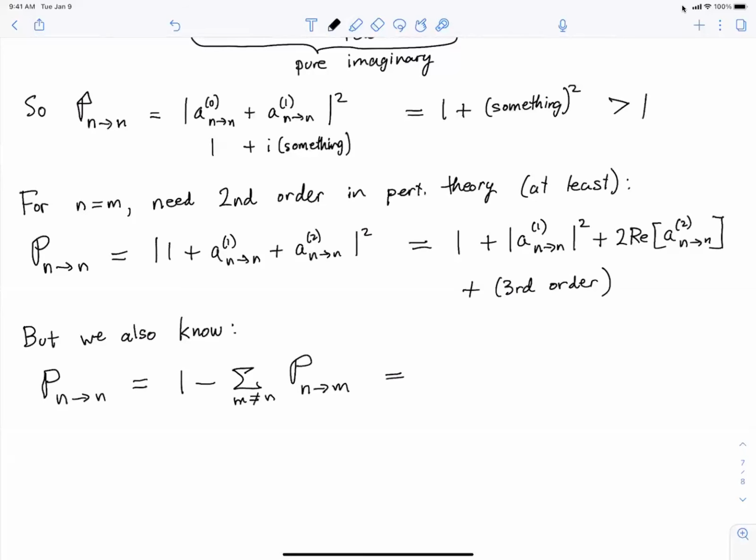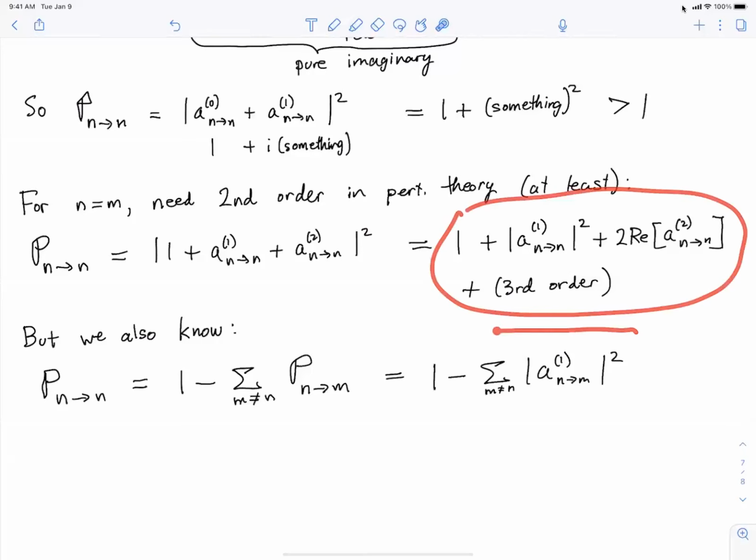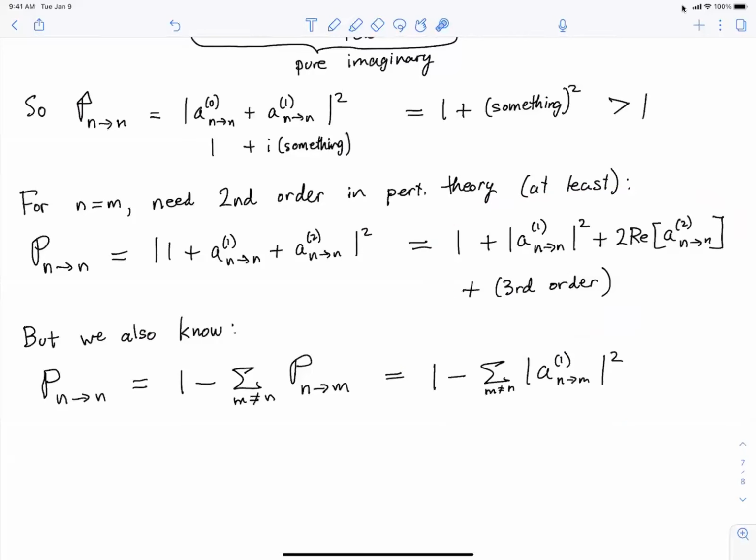Okay, and now if we evaluate that to second order in perturbation theory, that's 1 minus, for m not equal to n, and there was nothing wrong with just saying this, it's the first order transition amplitude. Okay, and now we have two different expressions for the same quantity, the probability of n goes to n. So we can take this and set it equal to that and see what happens. And one good thing that will happen is the ones will cancel out.